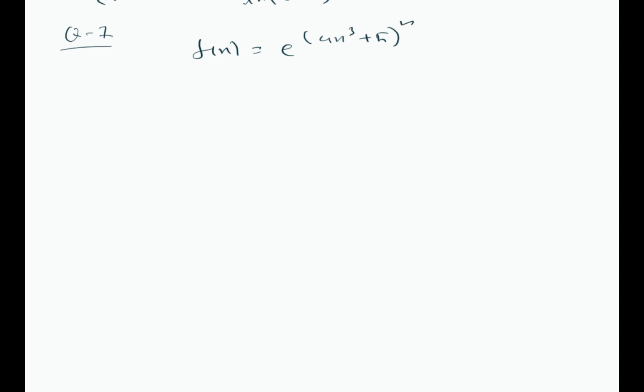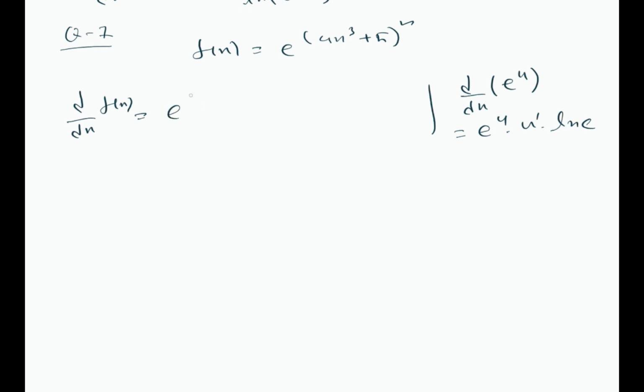Okay, so according to the rule of this function, d/dx of e to the power u is actually e to the power u times u prime times ln of a, right? So according to the rule, I can write the derivative of f of x is equal to, first we need to write the function as it is, e to the power (4x to the power 3 plus 5) all to the power 2. Then we need to take the derivative of this function, right?